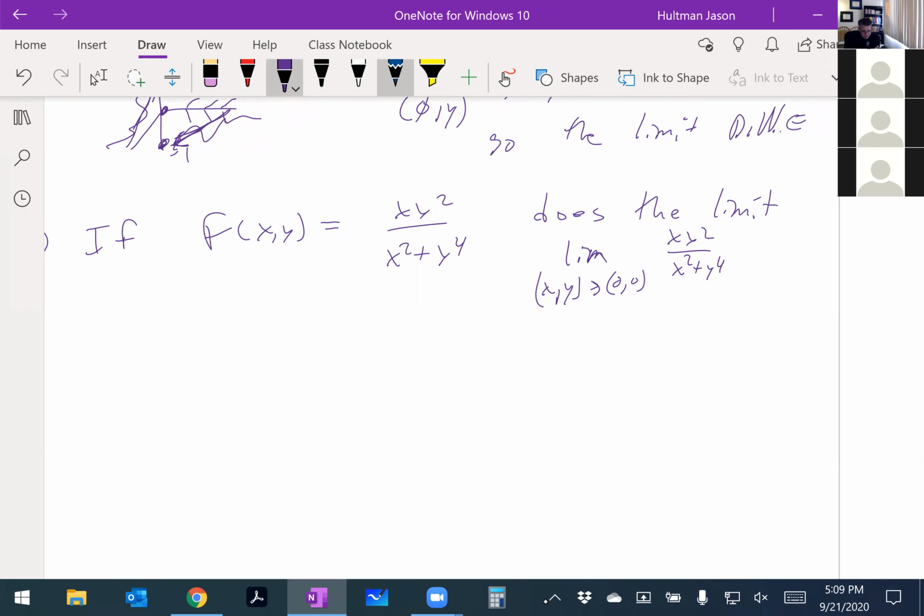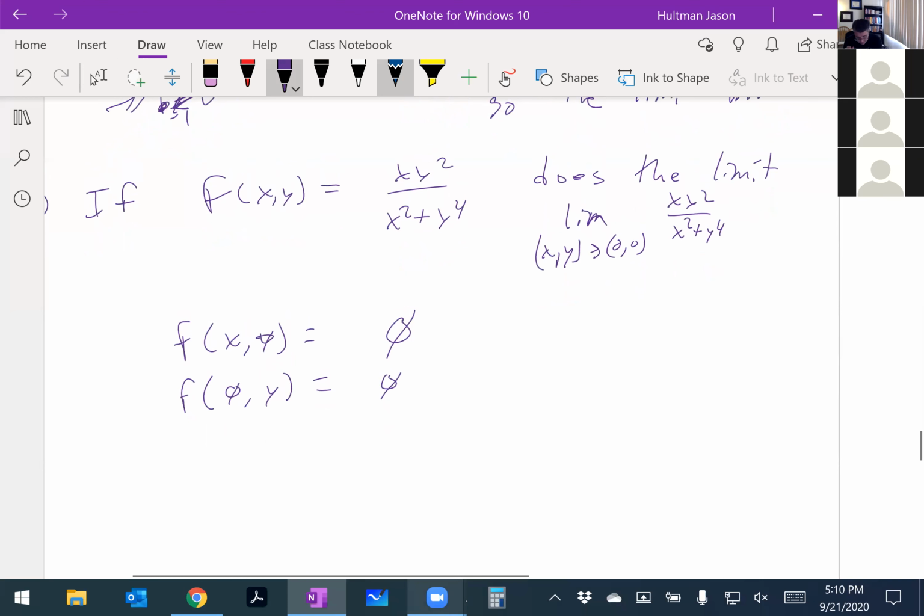Okay. So let's test. Let's test f of x,0. What happens when we let x be 0? Oh, this thing equals 0. Okay, that's cool. What happens when y equals 0? When we let y equal 0, the thing goes to 0. When we let x equal 0, the thing goes to 0. Okay, so that's kind of cool. However, not all roads lead to 0. Not all roads lead to 0 here.